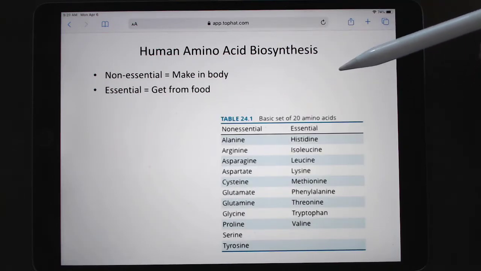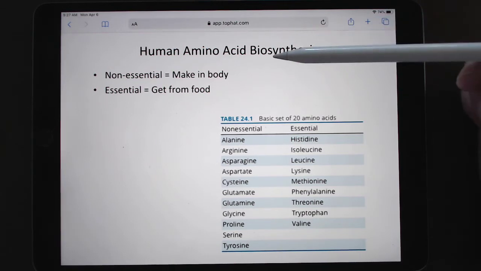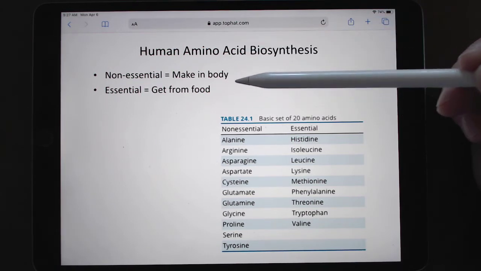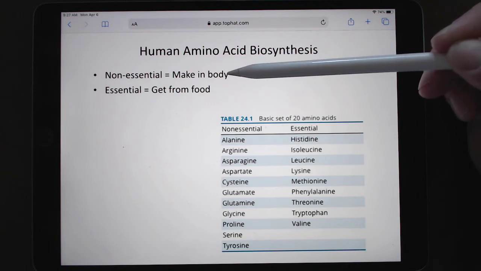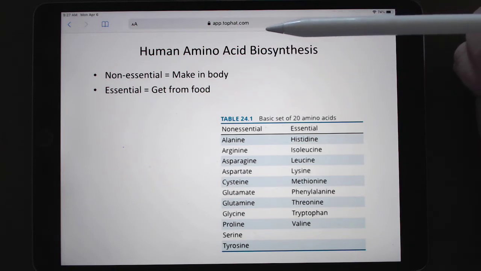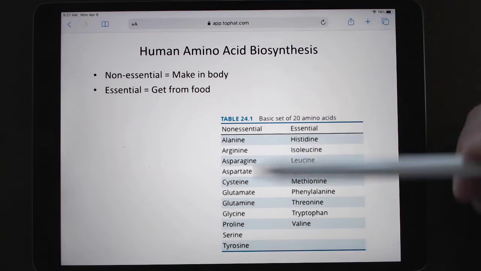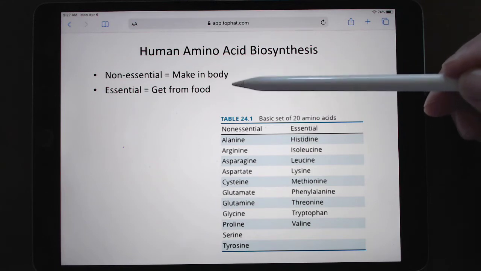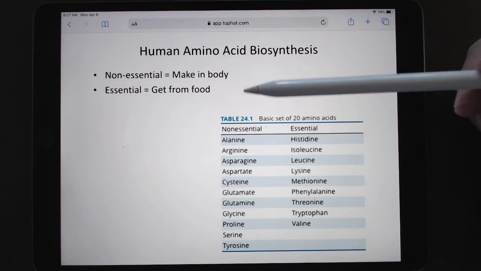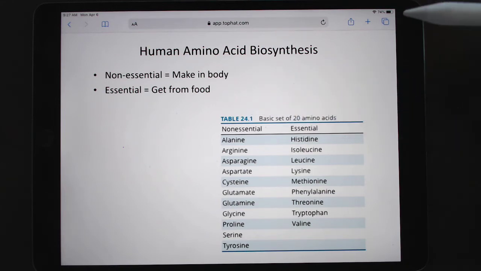Now, for human amino acid biosynthesis, there are two different types. There's essential, which we actually get from our food, and then non-essential, which are pathways that we still have available in our metabolism. You do not need to know this list, but you do probably need to know the difference between essential and non-essential. So essential amino acids, those are what you get from your vitamins, right? And so you often hear that, which means we have to intake those.